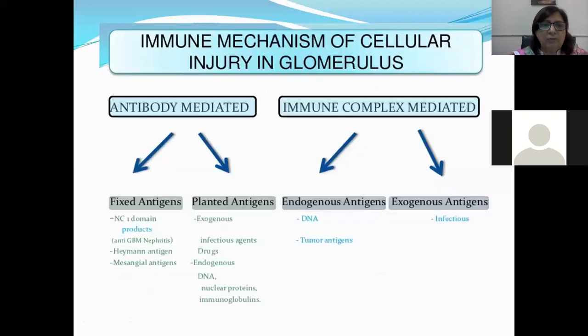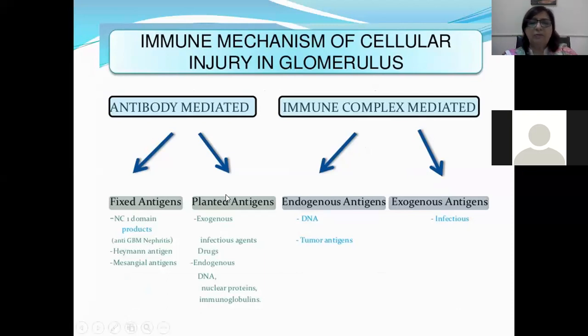So antibody mediated injury can be against fixed antigens or planted antigens. Fixed antigens are those antigens which are present within the glomeruli, and they are glomerular antigens. This can be NC1 domain products, as in anti-glomerular basement membrane nephritis, hematonephritis, and mesangial antigens. These are all fixed antigens which are present in each and every glomerulus.